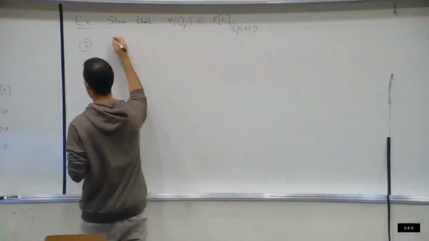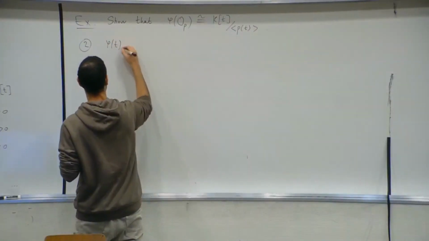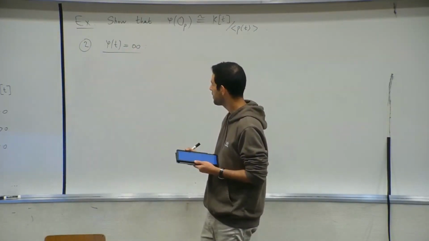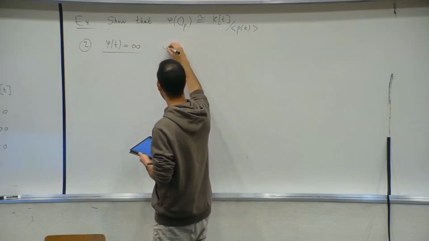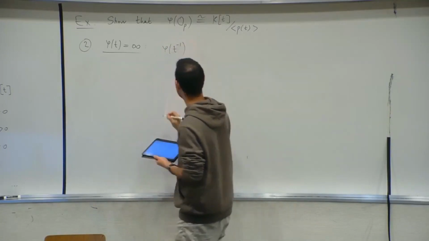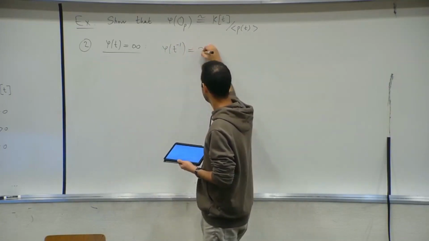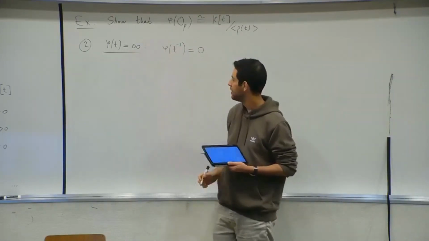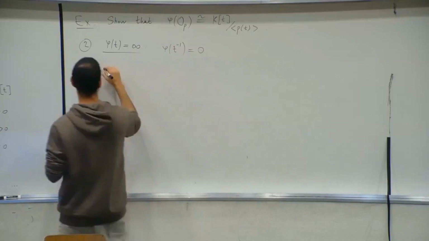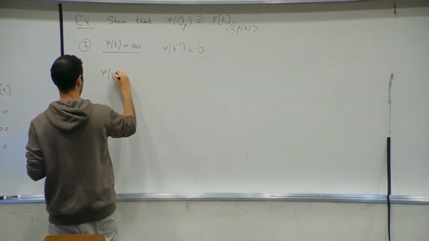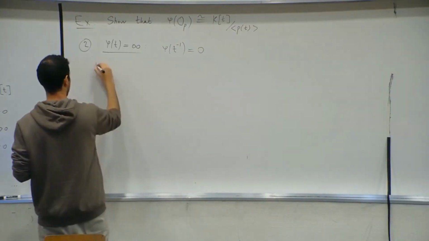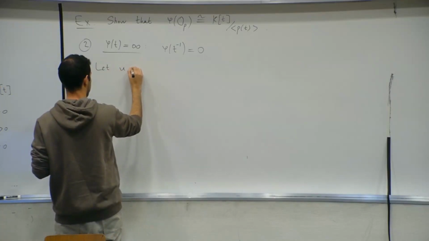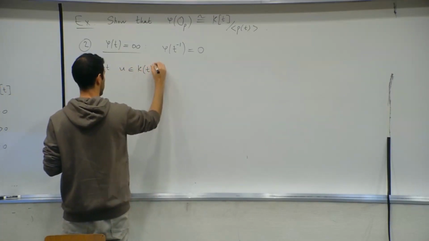So let's complete it. The second option, which is easier, is the case in which phi of P is infinity. And then what can we say about phi of the inverse? Zero. Exactly. So it follows easily from the definition of a place. So now suppose we have an element U, some non-zero rational function.